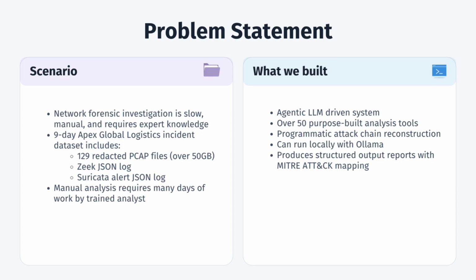Hence, to address this problem, we built an agentic LLM-driven system which uses over 50 purpose-built analysis tools to process network data. It performs programmatic attack chain reconstruction, meaning it does not just summarize logs, but identifies how the attack progresses through the network. It can run locally on a Windows laptop with Ollama, or be powered by other LLMs like Gemini or Grok. Regardless, it is able to produce structured output reports in PDF, Markdown, and JSON with MITRE ATT&CK mappings.